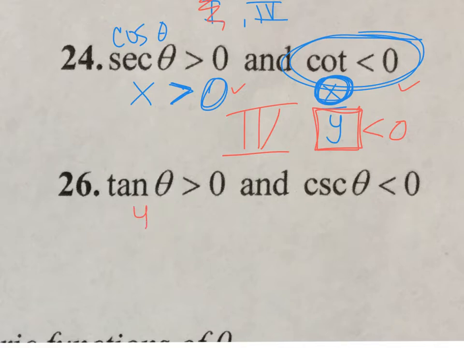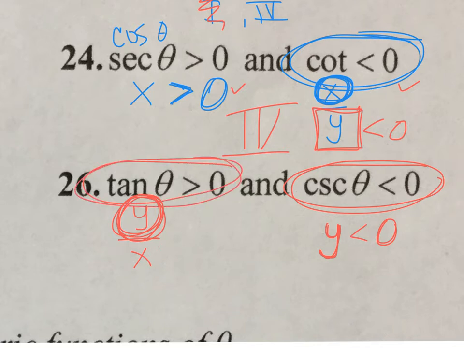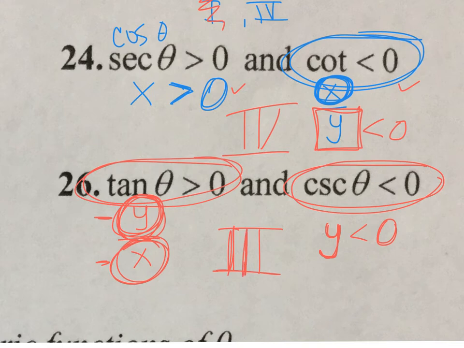Tangent, once again, is the y value over the x value. So we know that that is positive, and the cosecant is negative. Okay, cosecant goes with y. It's the inverse of the sine. So we have a negative y value, so this thing is negative. But the entire tangent has to be positive, which means both of these have to be negative, because a negative over a negative is a positive. And both y and x are negative in the third quadrant. So this is a third quadrant angle.